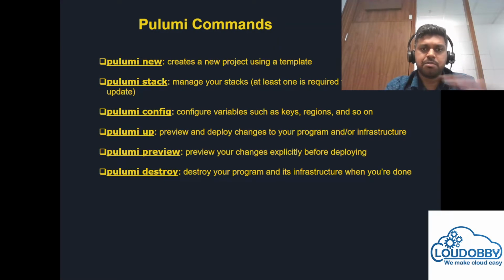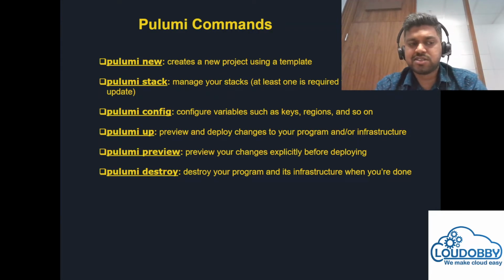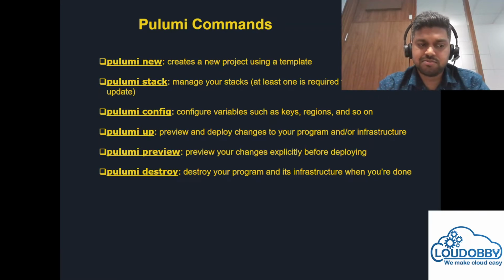There are multiple Pulumi commands, but some of the important ones are pulumi new, which will create a new project. Then you have pulumi stack, for example, a stack for multiple environments: development, UAT, staging, or production. Then you have pulumi config. For example, you want to set a key or a region. These kinds of configuration can be set using pulumi config.